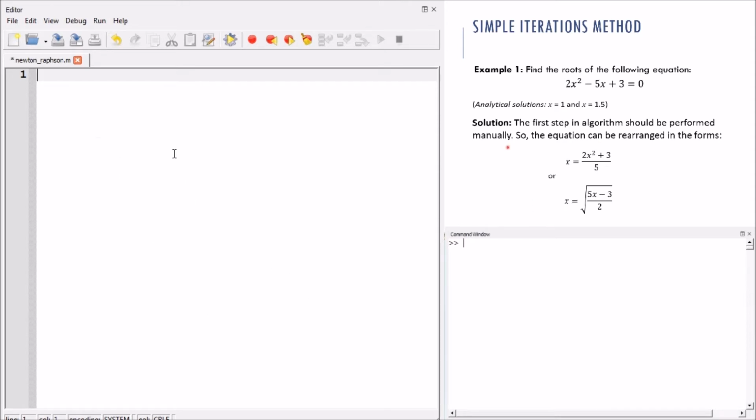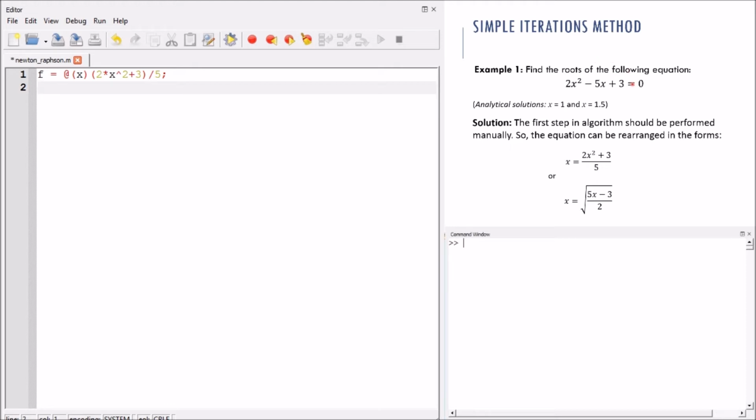So first, let's define the function. So we say function f, call it simply f, equals to, this is an anonymous function. That means it's a single one-line function embedded in the MATLAB Octave code. So here we say 2x squared plus 3 over 5.